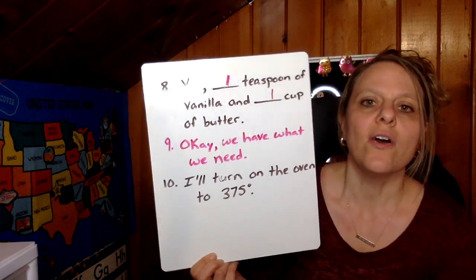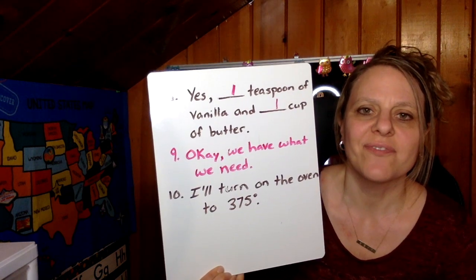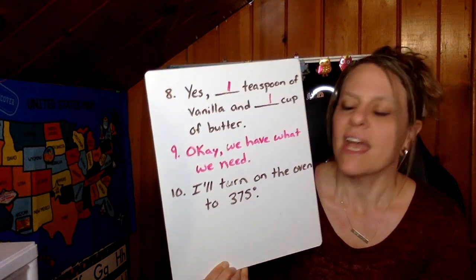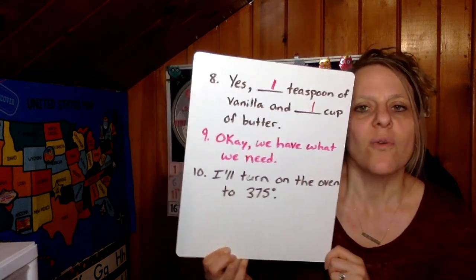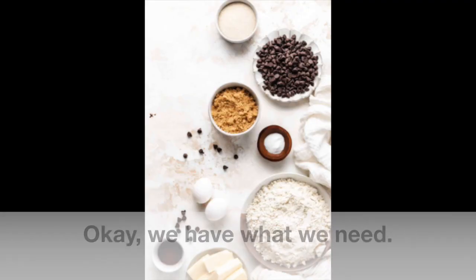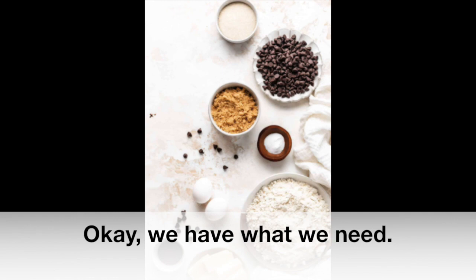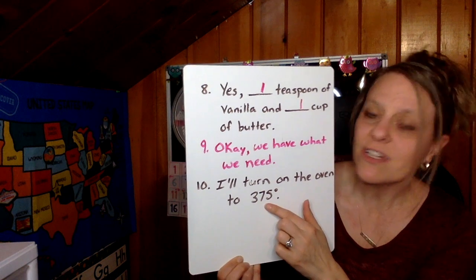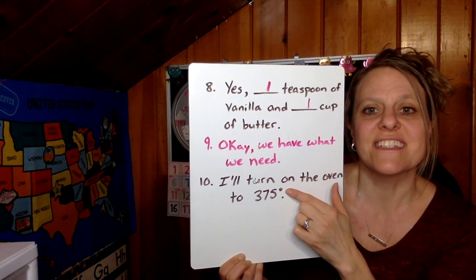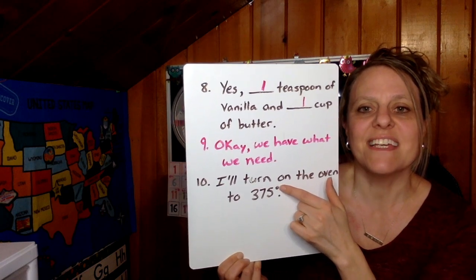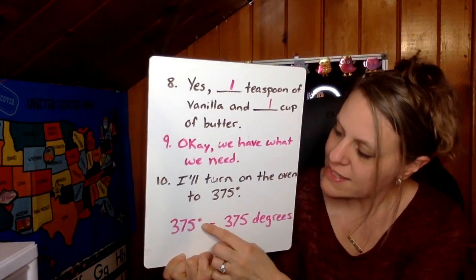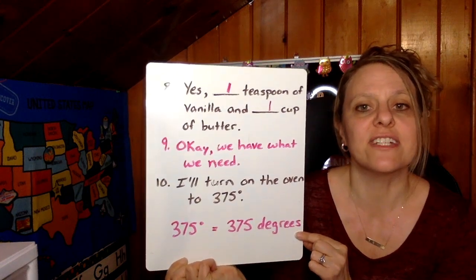Number 9. Okay, we have what we need. Comma after okay. Okay is at the beginning of our sentence, and it ends with a period. Okay, we have what we need. Number 10. I'll turn on the oven to 375 degrees. If we make the circle beside it, it means degrees. 375 degrees is the same as 375 degrees.